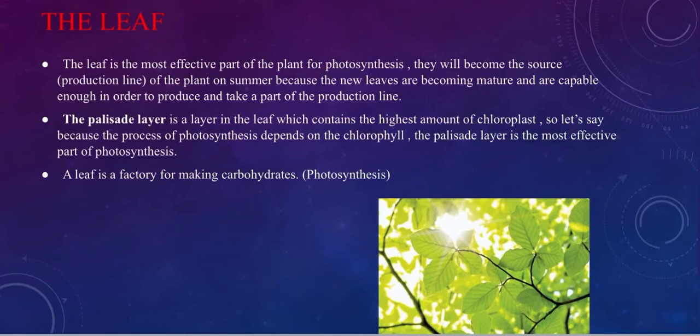The leaf is the most effective part of the plant for the process of photosynthesis. In summer, the leaves become the source, or the production line, of the plant, since in spring new leaves are being produced, and the root is the source at that time. In the summer, those new leaves become mature, so they are able to photosynthesize.